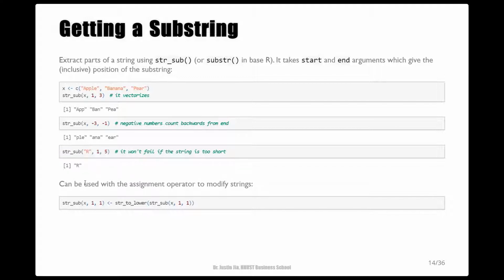Because strings are atomic values in R, we cannot modify characters in a string directly. To modify strings, we need to use the assignment form of the str_sub function. In this example, we first use str_sub to extract the first letters of the three strings, convert them into the lowercase form, and substitute them for the original capital letters.